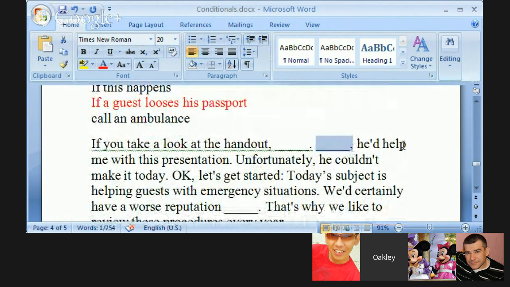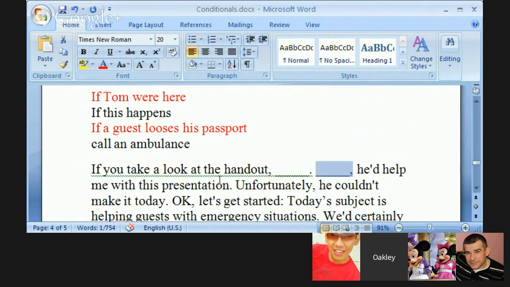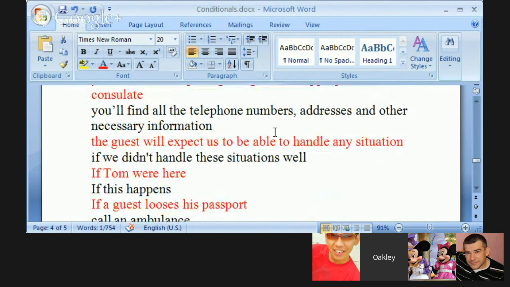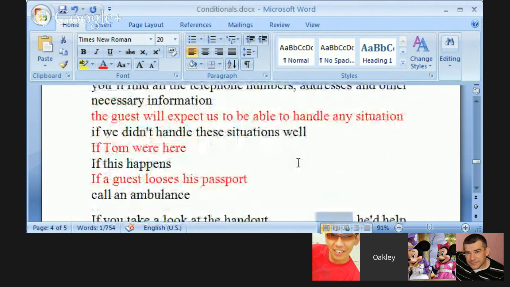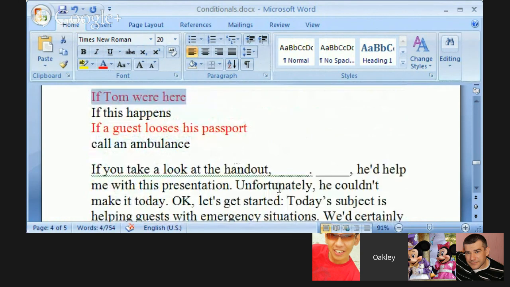Now we have a clause first. Anna, the clause first, and he'd help me with this presentation. So the if clause first. If Tom were here, he'd help me with this presentation. Very good. Presentation, careful, SH sound. There you go. You got it.